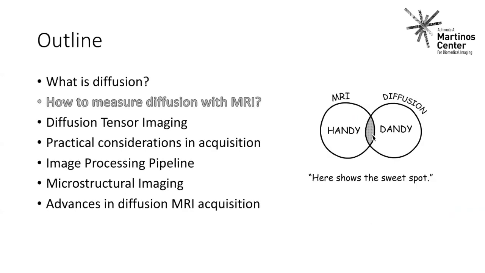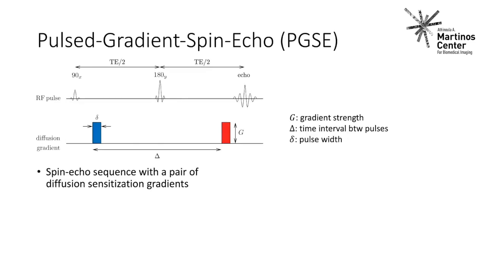And then how do we usually measure diffusion with MRI? So MRI is handy, diffusion is dandy. So diffusion MRI is the sweet spot. When we measure diffusion using MRI, we usually use the pulse gradient spin-echo sequence, or PGSE. The RF pulse is the commonly used spin-echo sequence with 90° for excitation and 180° for refocusing.